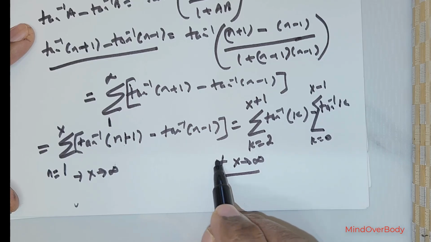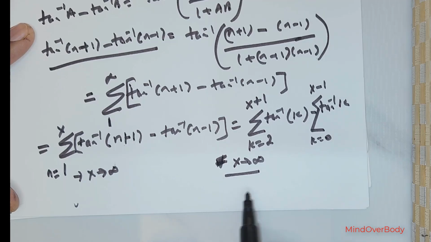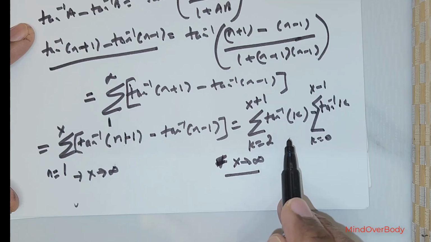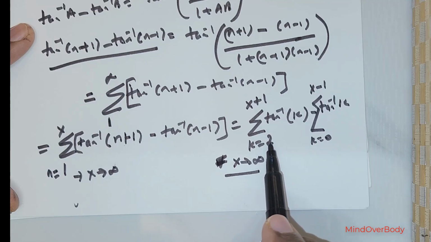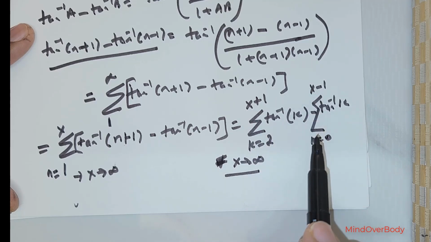So instead of saying all x, I will just say x tending to infinity, because that is less confusing. So we can just retain it as x tending to infinity. Now the question is, you can just watch here, 2 to x plus 1, but this starts from 0 to x minus 1.